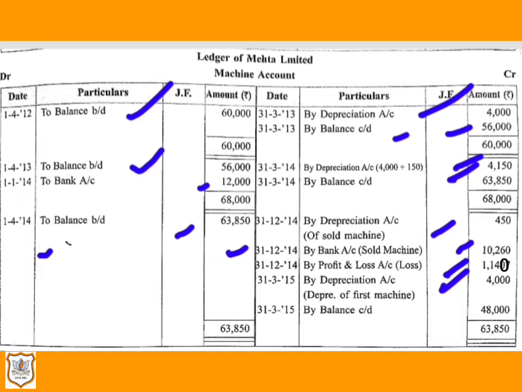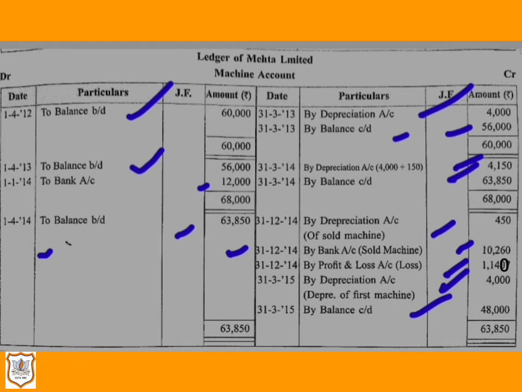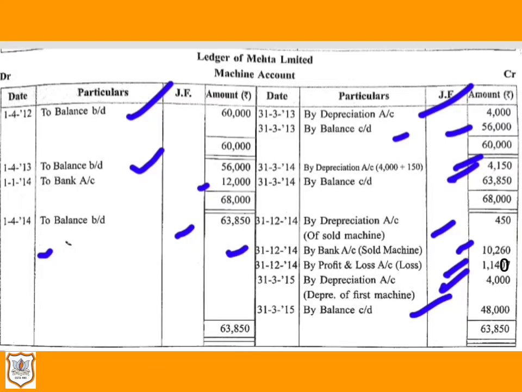Now we will find the balancing figure. The debit amount on the debit side is 63,850, and we will deduct the amounts on the credit side. So here we will find out the balancing figure, that is 48,000, that is the closing balance of the machine at the end of the third year. So in this way we will prepare the machine account. I hope it is clear to you all.